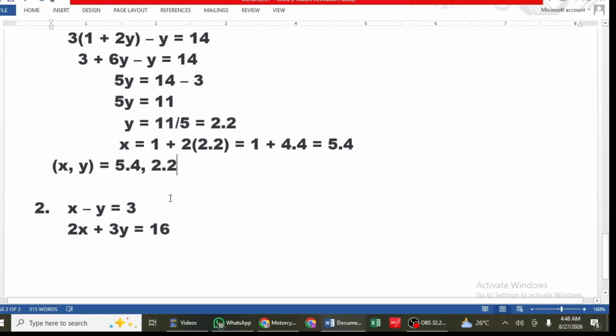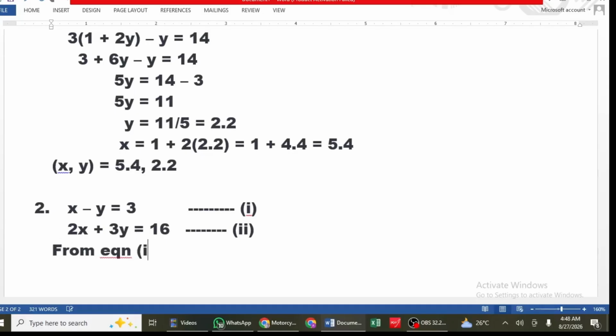We are given these two equations. Let's call the first one equation 1. Let's call the second one equation 2. And don't forget, substitution is to make one of the variables, one of the unknowns, the subject of the formula from equation 1. You can use any from equation 1. Let us make s the subject of the formula. Then s is equals to 3 plus y.